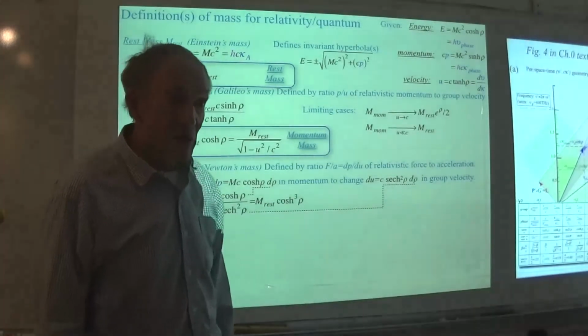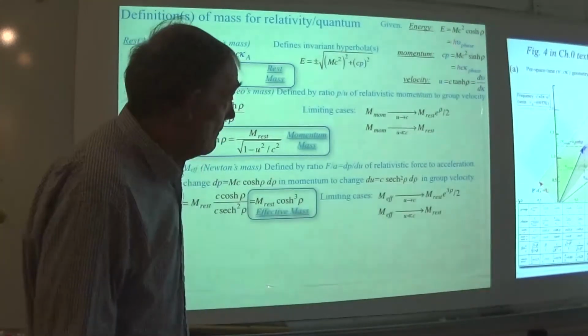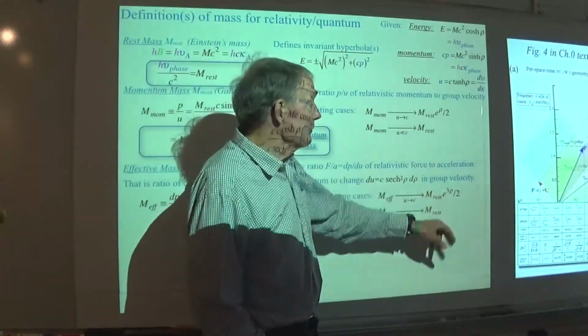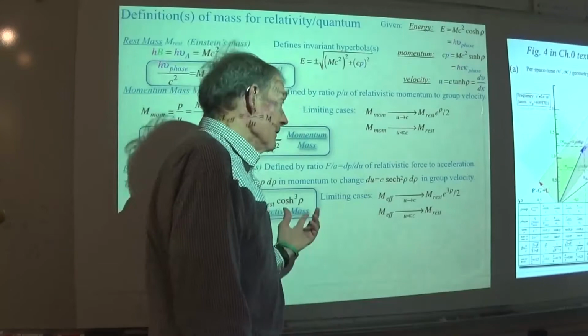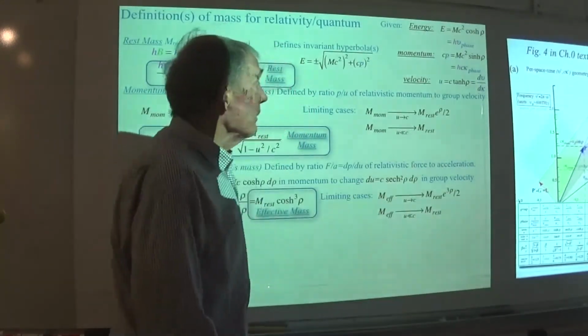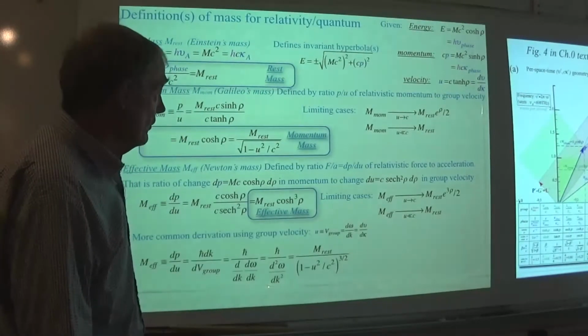That's called effective mass. Well, that's kind of neat. This one's going to go up as a triple product of the exponential. But for low speed, it's going to come back and be rest mass. So rest mass is what you'd expect you should get from all of these analyses.